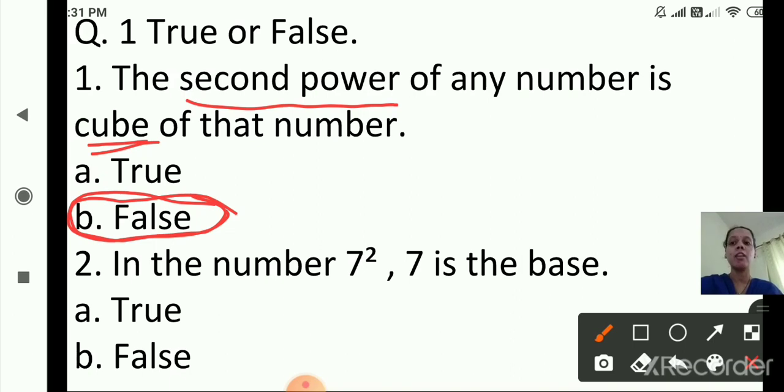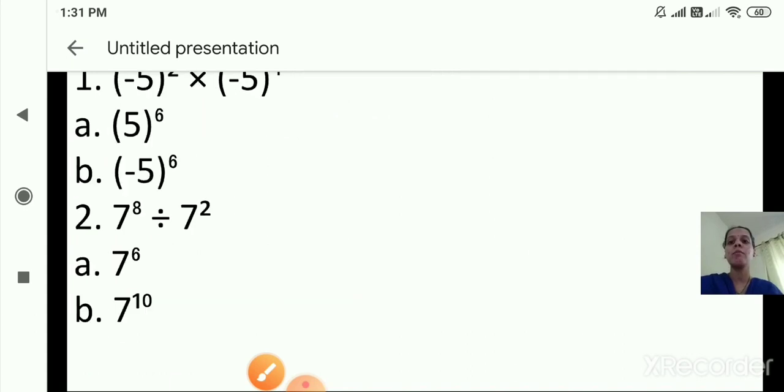Now the second one: in the number 7 raised to 2, 7 is the base. Option A is true and B is false. So let us see whether the statement is true or false. In the number 7 raised to 2, 7 is the base. Yes, this statement is correct. 7 is the base and 2 is the index. So the statement is true. So you will select the A option, that is true. Okay. Now we will see one more question from this.